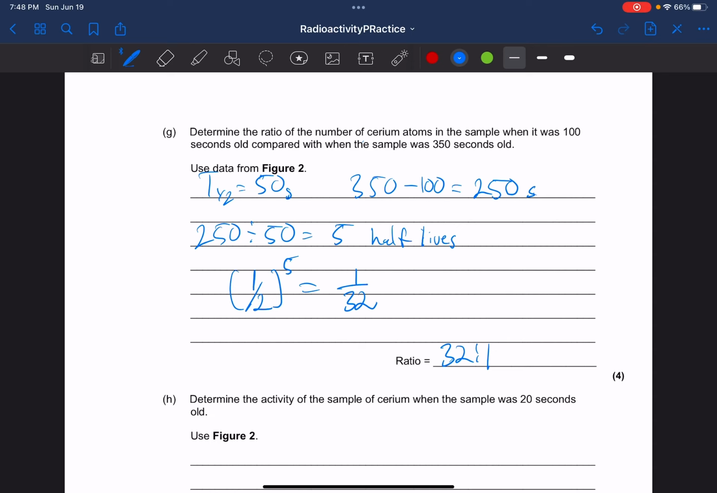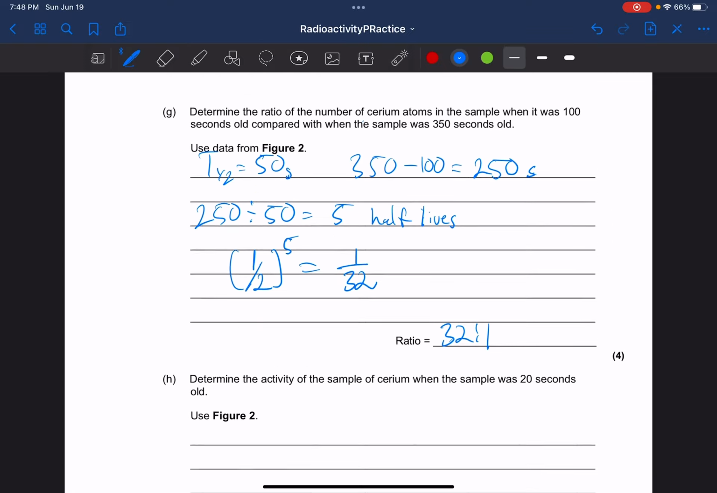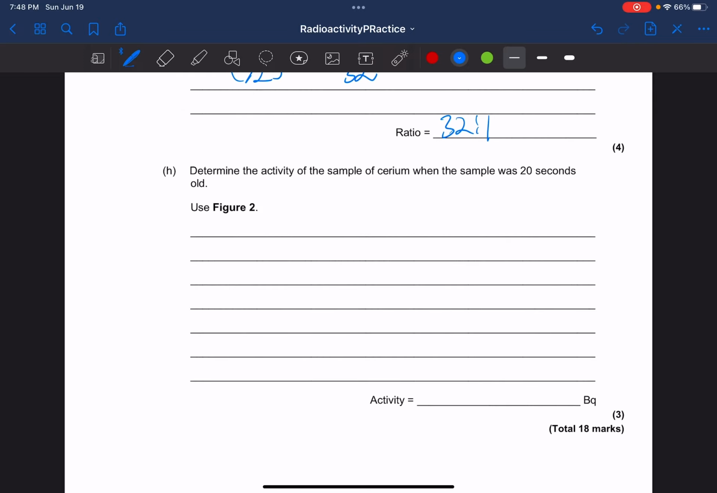Okay. Determine the activity of the sample when it was 20 seconds old. This is a really tricky and high level question, because it takes a real understanding of what activity means. So this is a very high order question. It's one of the few places where you're expected to know what a tangent is.